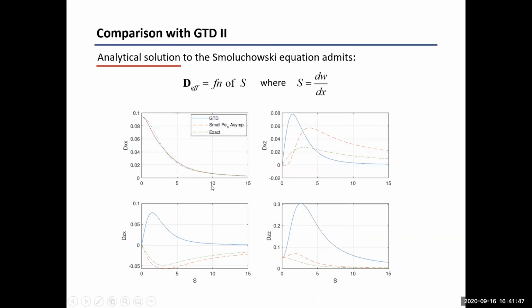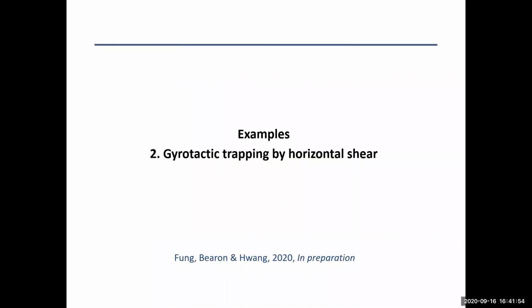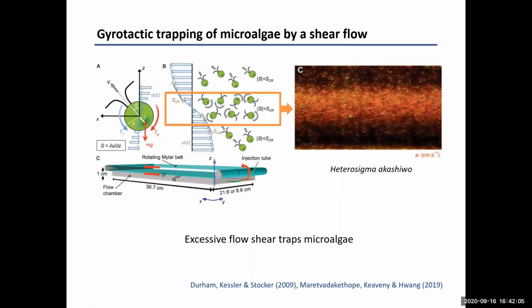So from this observation, we are now really motivated to go for another geometry, with the hope that it makes a huge difference. So in my last talk, I'm going to consider this final example. This is now a quite famous example, coming from the contribution of McDermott, Kessler and Stocker back in 2009. Here is their experimental setup.